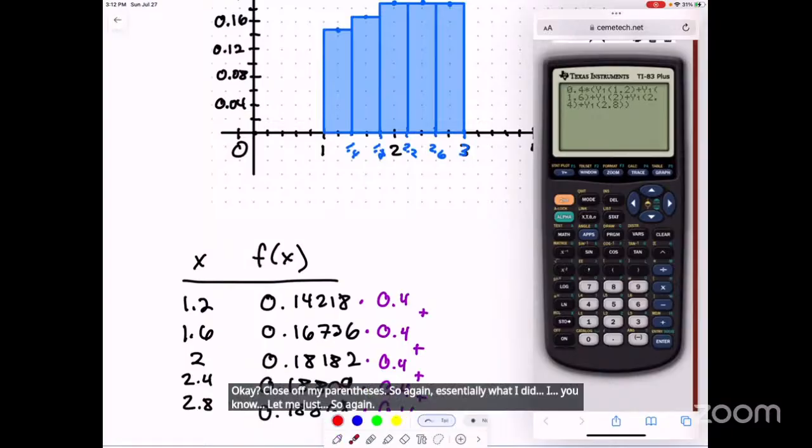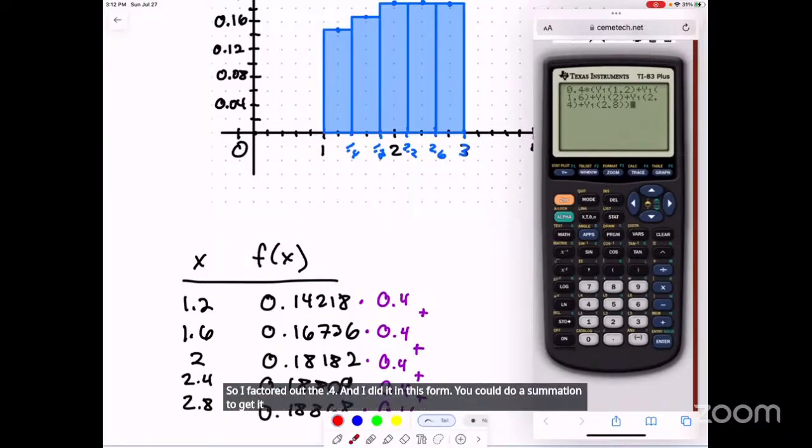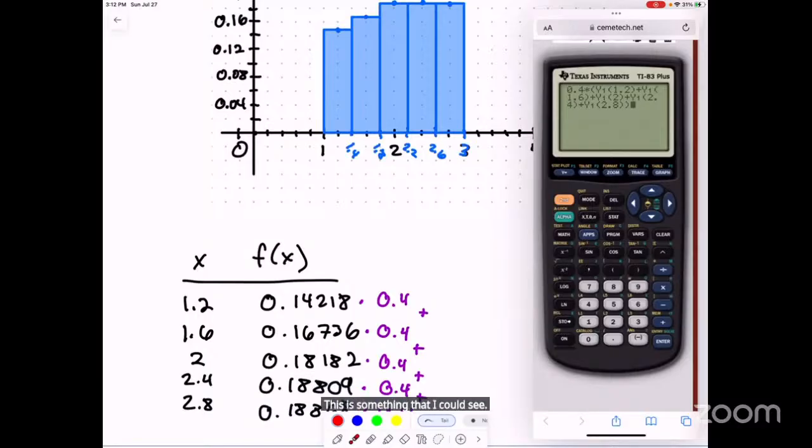So again, I'm basically finding the area of each rectangle. The width of every rectangle is 0.4. This first height is that 1421.8. So instead of doing the 1421.8, I did f of 1.2 to get me this corresponding y here, right? So this is f of 1.2 times the 0.4. So I factored out the 0.4 and I did it in this form. You could do a summation to get it all in one go. I just didn't feel like thinking about that. This is something that I could see. Let me try to wrap this up.